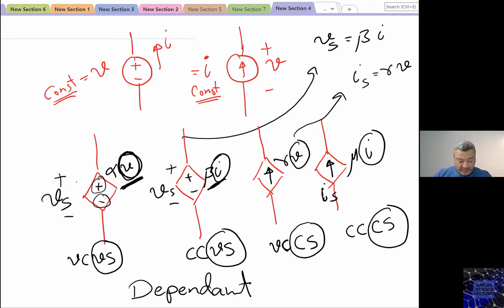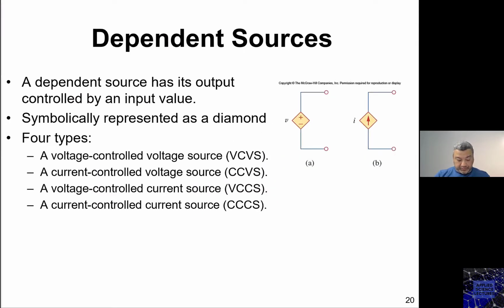Okay, so as I said, those four sources that we have are from the dependent type sources, and they are ideal as well.